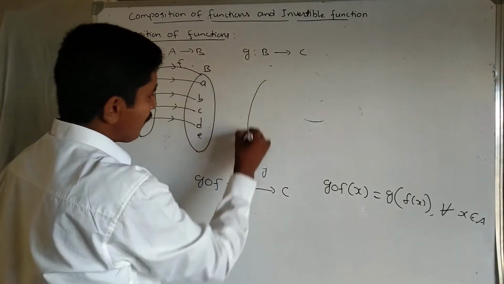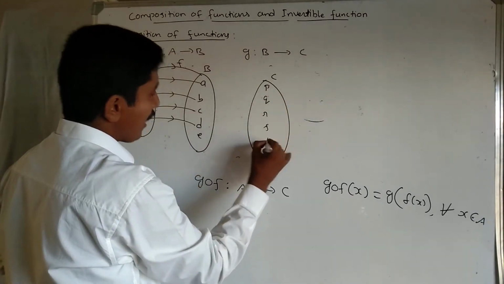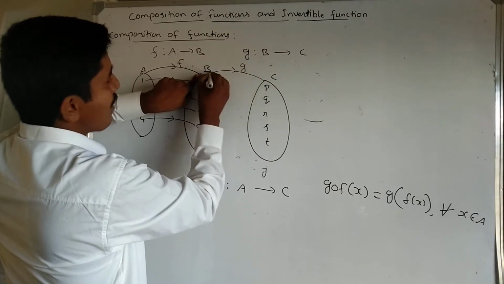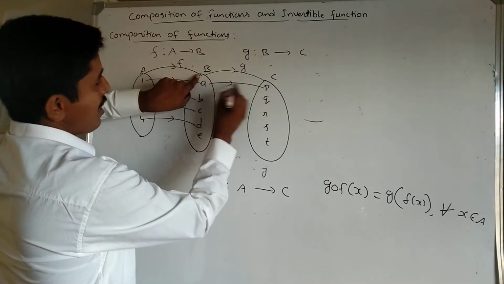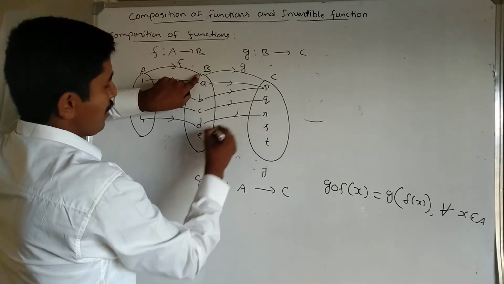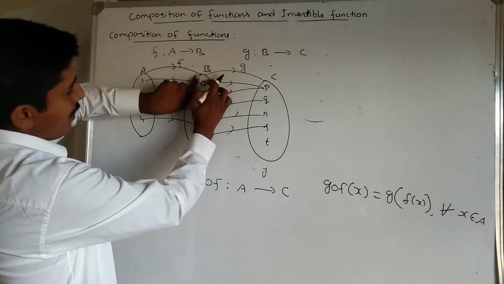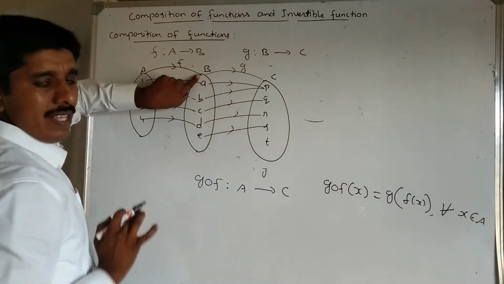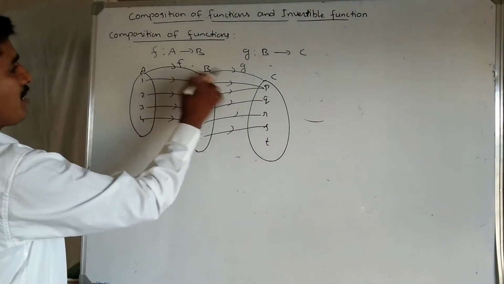Now I am taking set C: p, q, r, s, t. g function is defined from set B to set C. Here g has domain set B and codomain set C. a is mapping with p, b with p, c with q, d with r, e with s. Is g a function? See, g has domain set B. Every element of set B has one and only one image. Therefore, g is a function. Then the composition of f and g is denoted like this.